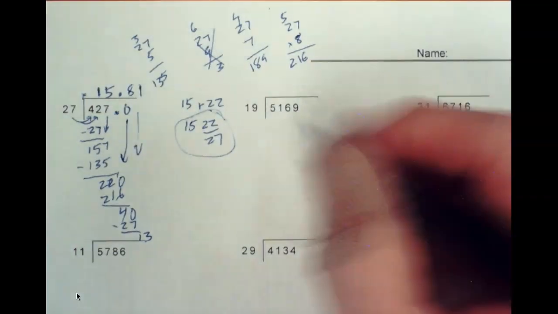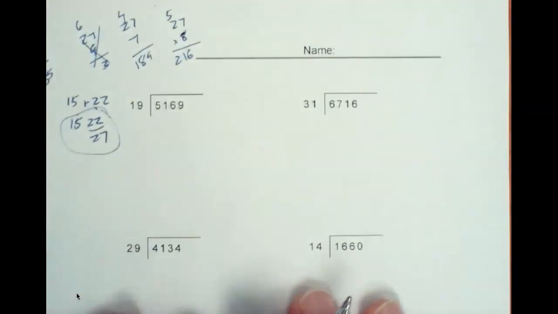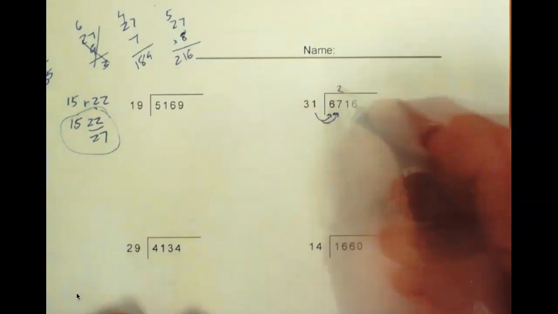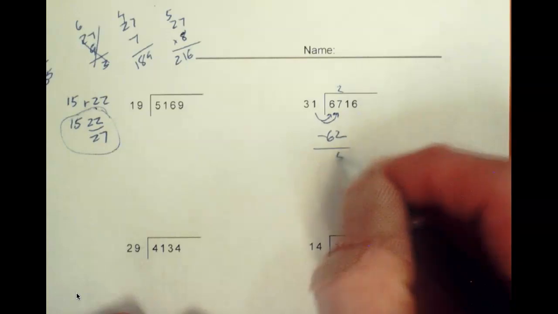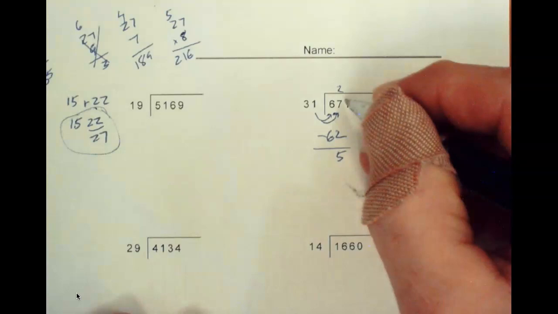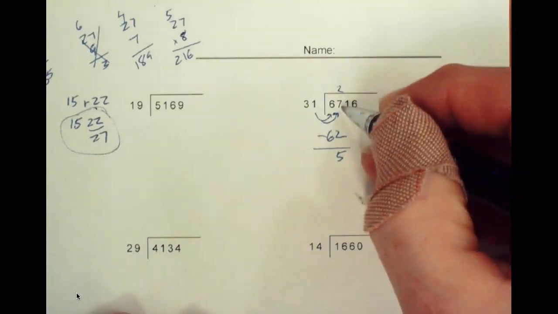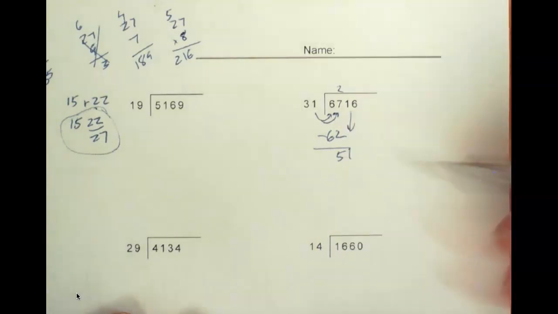All right, let's skip over here and go to 31 going into 6,716. So does 31 go into 6? No, it does go into 67 2 times. 2 times 31 is 62, and we subtract, we have 5 left. Again, notice that the 2 is above the 7. 31 doesn't go into 6, it goes into 67. Bring down this 1, we have 51.